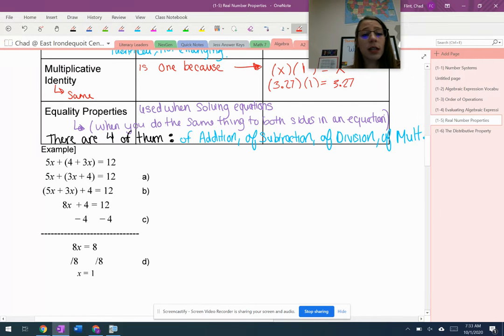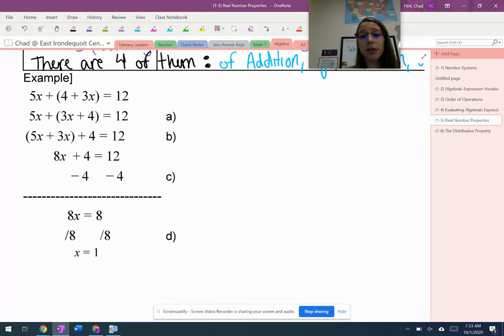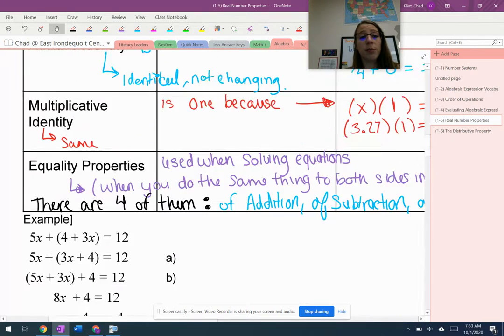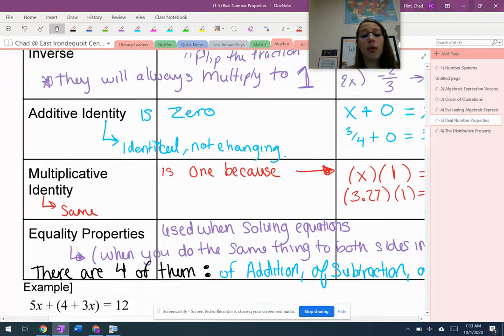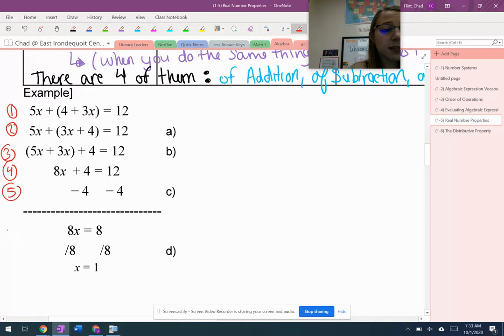Okay, so looking at this example here, you're basically identifying the real number property. So which of those properties that we just got done talking about is happening from line 1 to line 2? I'm going to just number these real quick: 1, 2, 3, 4, 5, 6, 7. Just so we have a better idea of it. When I say line 1, you know exactly what I'm talking about.